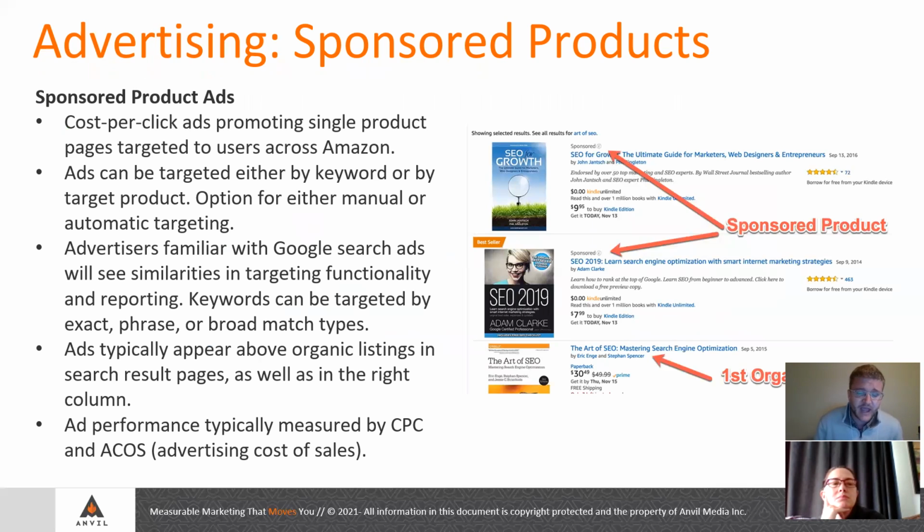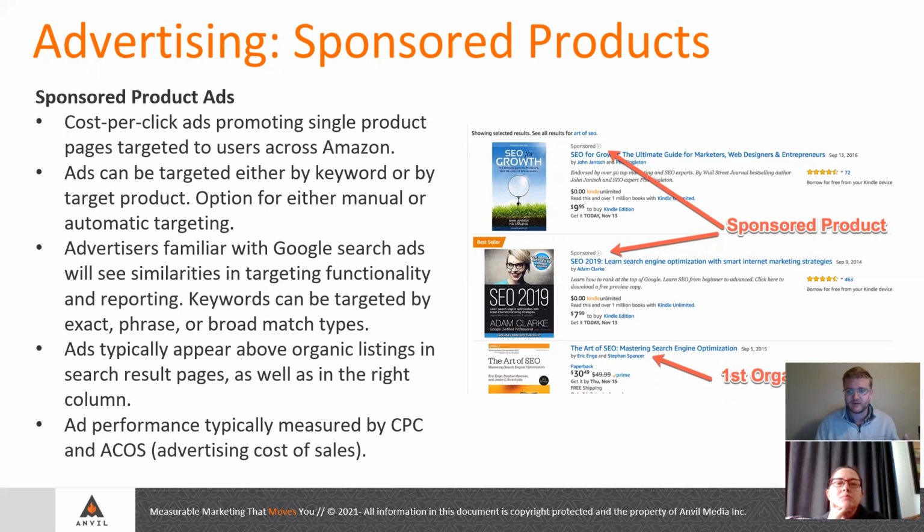So these are cost per click ads promoting single product pages targeted to users across Amazon. Ads can be targeted either by keyword or by target product. So you can actually select related products or competitor products to target by. What that would do is show ads to users searching for those other products or users that have visited those other products.